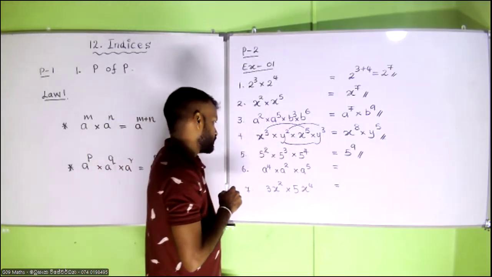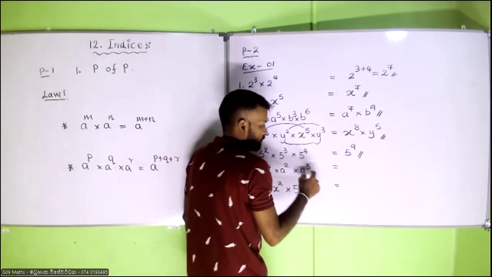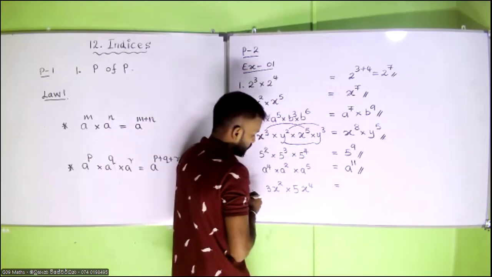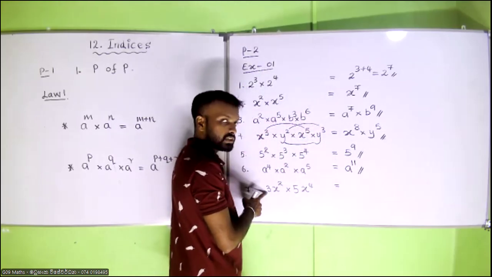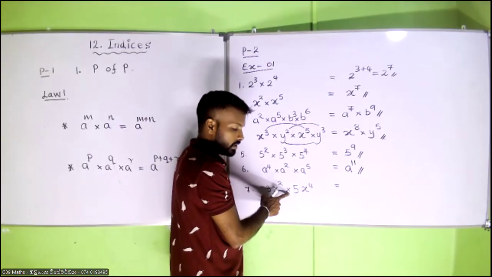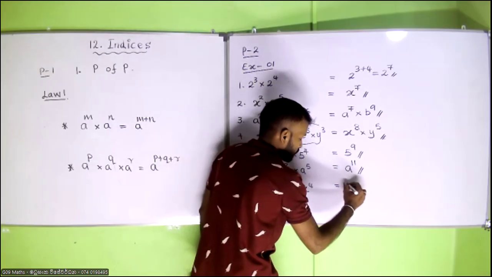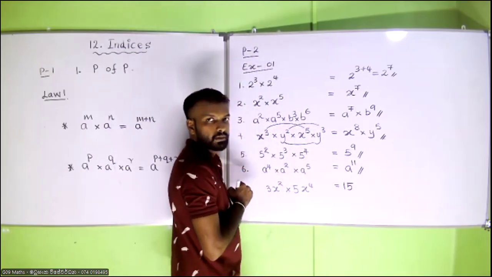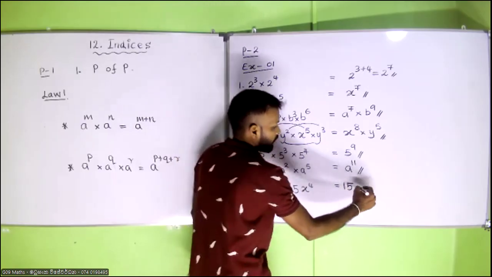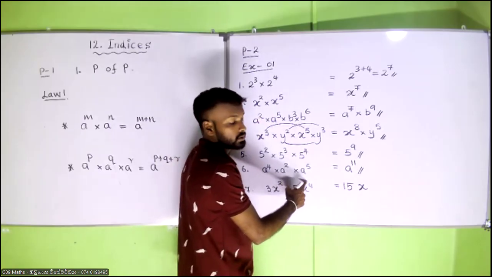Right. Apple 4 plus 2, 6. 6 plus 5, 11. Apple to the power 11. This is just a number 3. 3 multiplied by 5, 15. Apple to the power 2, apple to the power 4. Apple, 2 plus 4, 6.